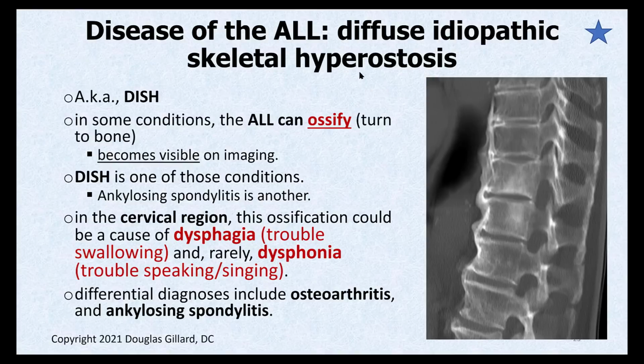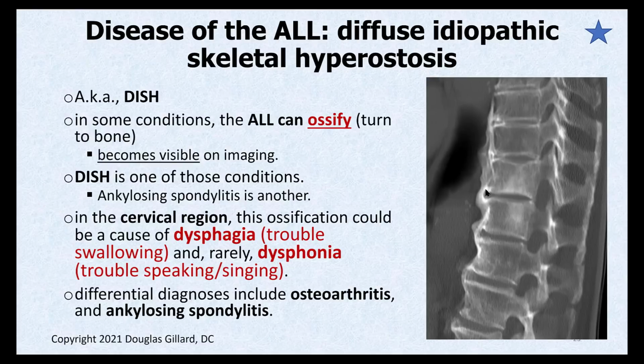Has anybody ever heard of that before? Usually no one's heard of it, and it's fairly common. It's kind of affectionately called DISH, is what you call it. And it's a condition where, so here's a lateral view of the spine. The anterior longitudinal ligament, normally you don't see it on x-ray, but here we can see a flowing calcification of the anterior longitudinal ligament here. And this patient has DISH.